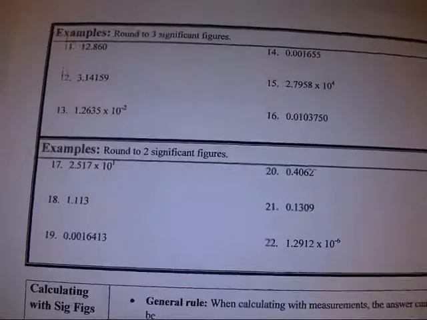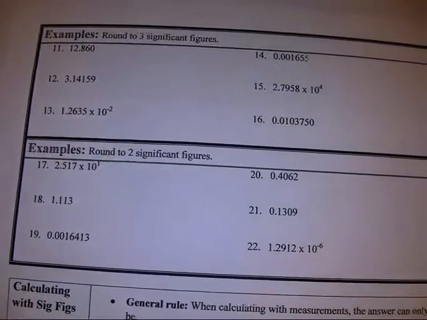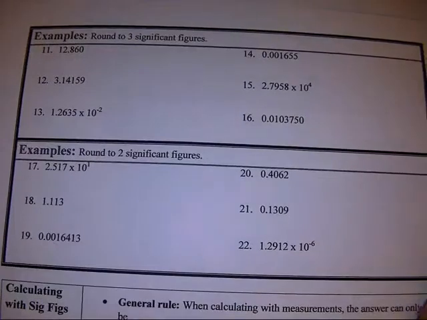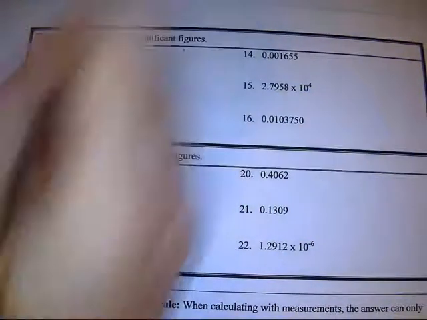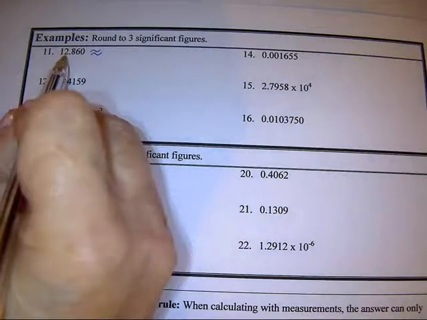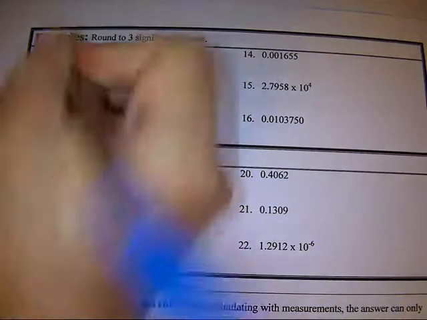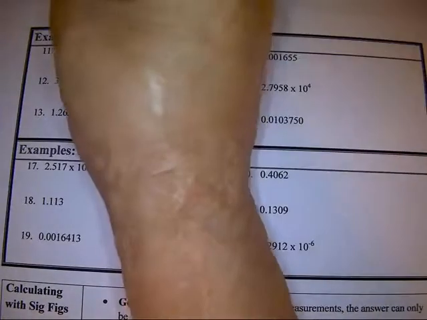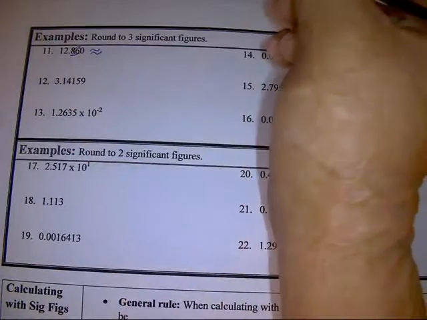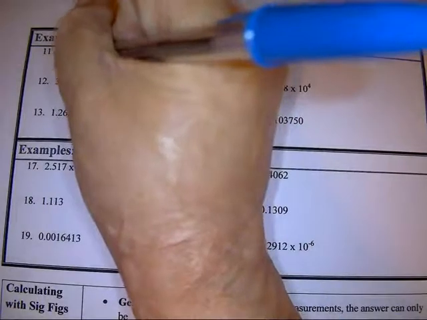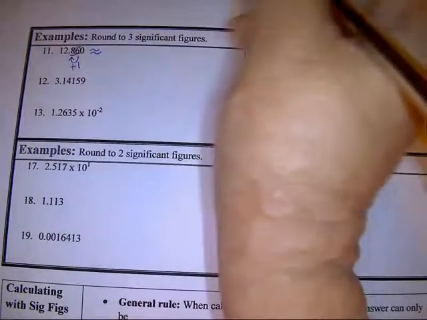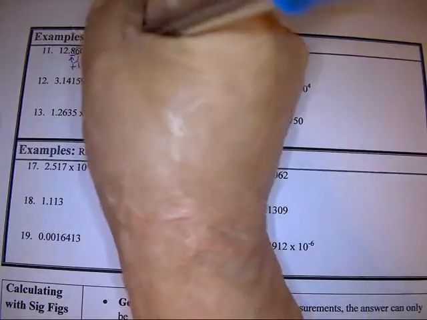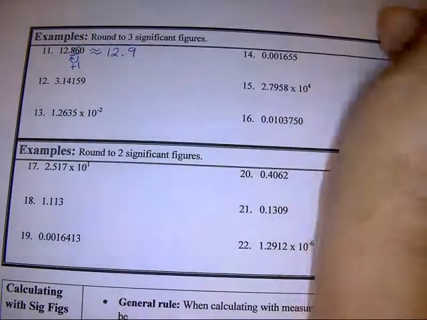Looking at the next set of examples, round to 3 sig figs. Number 11, 12.860. We are going to round to 3 sig figs. 1, 2, 3. 8 is the last digit you want to keep. 6 tells me to round up. So this is going to round to 12.9.